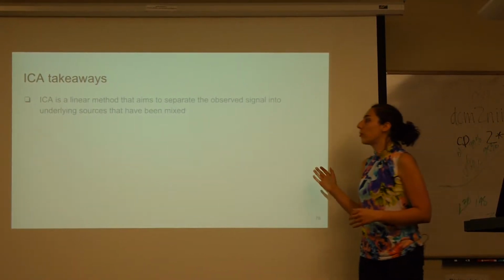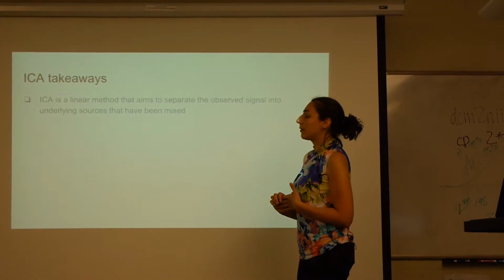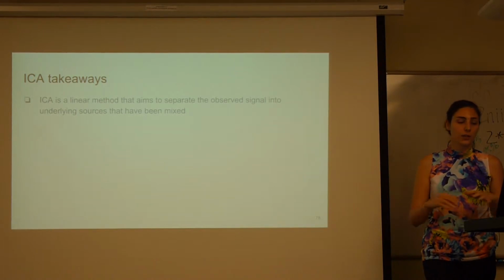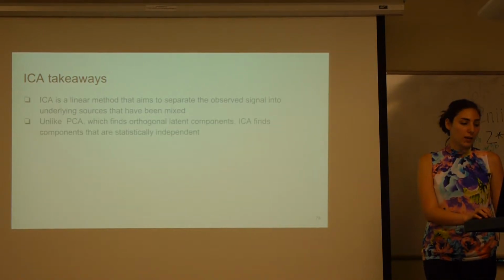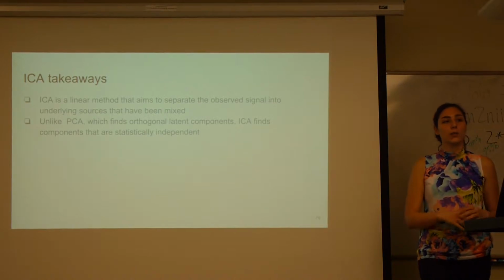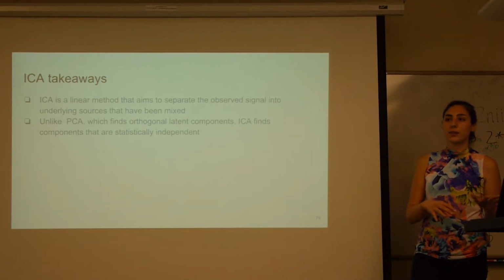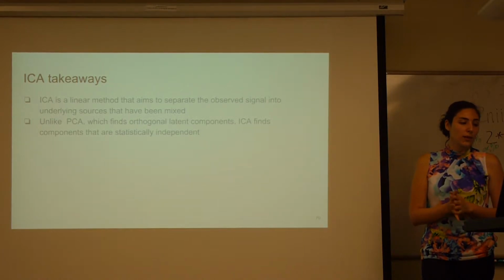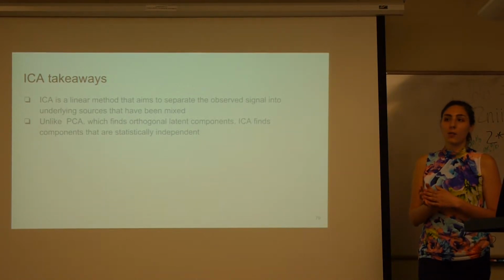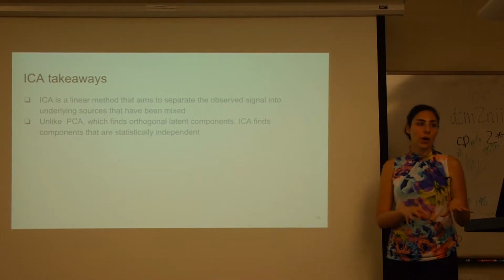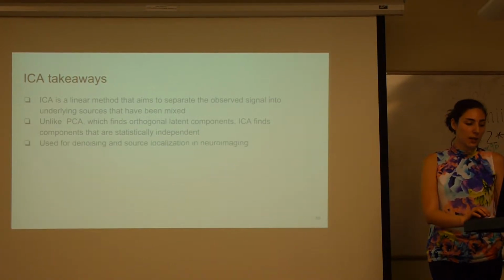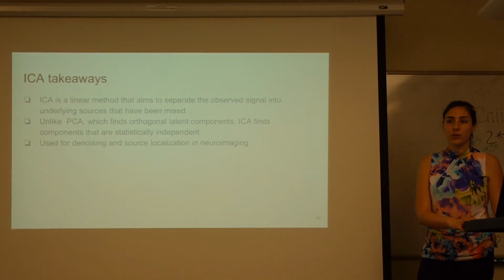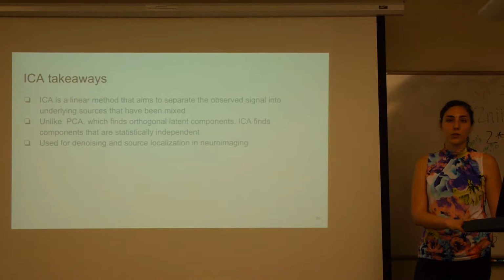So the takeaways from ICA: ICA is a linear method, so it makes the assumption that your observations lie on a linear manifold. And it tries to separate the observed data instances into these sources. Unlike PCA, the components are not orthogonal, but are statistically independent. And it's commonly used for denoising or source localization in neuroscience. I'm sure many of you have used it before.